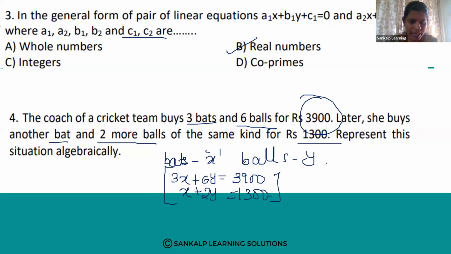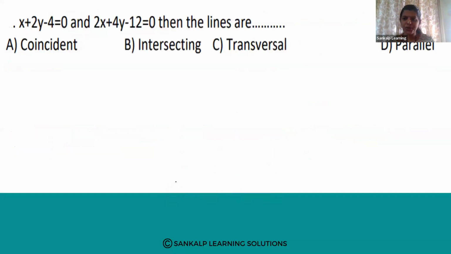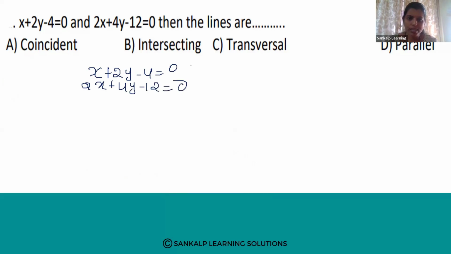Next, x plus 2y minus 4 equal to 0 and 2x plus 4y minus 12 equal to 0. Then the lines are coincident, or intersecting lines, or parallel lines. So what should we do first? Compare the ratios. X plus 2y minus 4 equal to 0 and 2x plus 4y minus 12 equal to 0. This is equation number 1 and this is equation number 2.